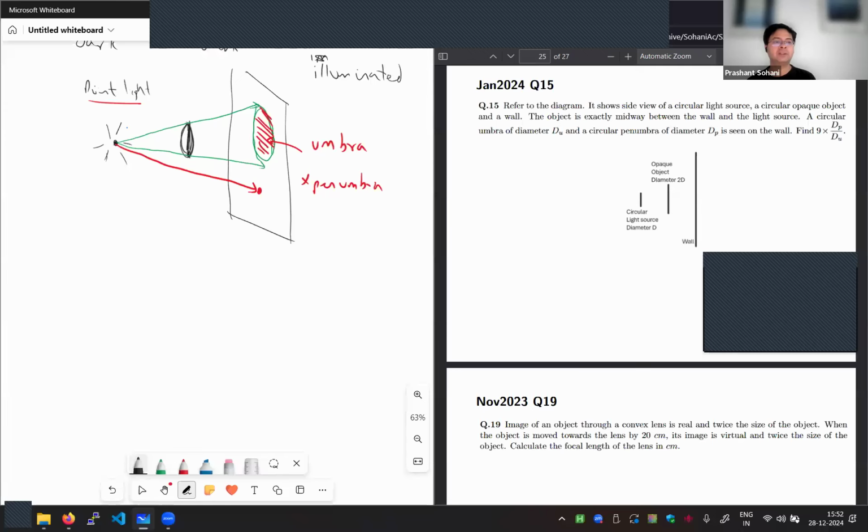But in real life, what will happen is that instead of a point like this, let us say the light source also has some dimension. Let us say it is a circular ring. Now your object is the same as before and your screen is here.